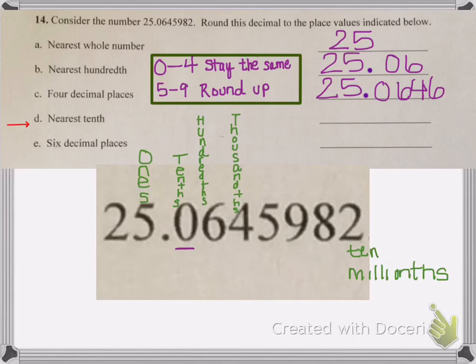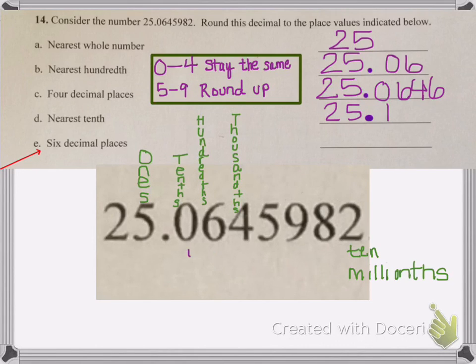The next place value for part D is the nearest tenth. So I look at the number in the tenths place, that's a 0, I go one digit to the right to the critical digit, that is a 6. So again, that's from 5 to 9, so that tells me that I am going to round up. So that means the number in the tenths place is going to round up. So this becomes 25 and 1 tenth, or we can say 25.1.